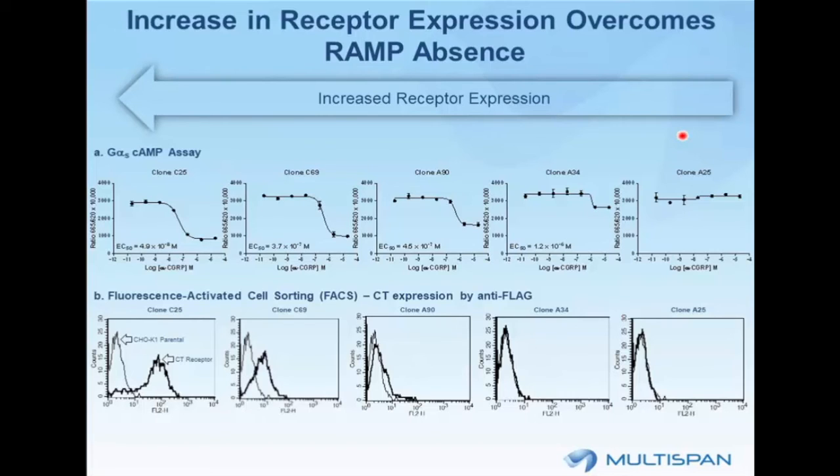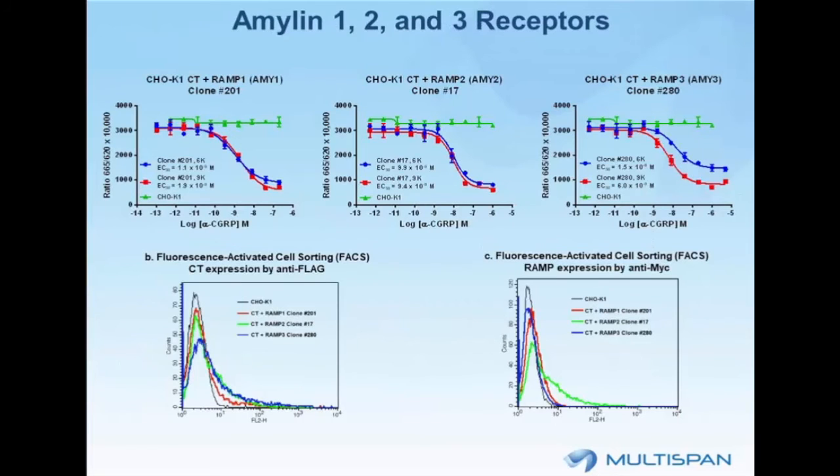So we learned a lot with this, and through this, we were able to develop, like I said, the cell lines. Here are the amylin 1, 2, and 3 receptors. Here's the FACS analysis for that. And basically, everything is a CGRP stimulation. This is with RAMP 1, which is amylin 1, and you can see we got nice signal here. This is with RAMP 2, so this is amylin 2, and this is amylin 3. So you get different pharmacologies, 1, 2, and 3 receptor, with RAMP 1, 2, or 3.